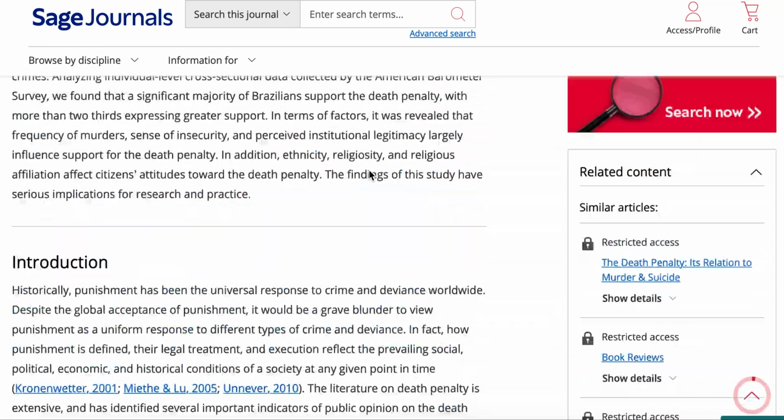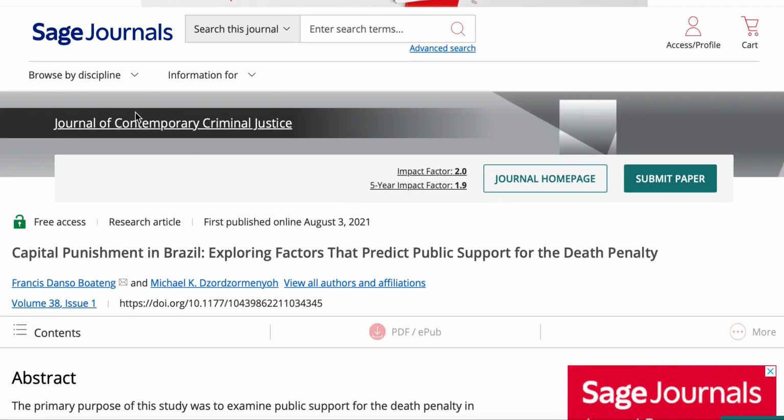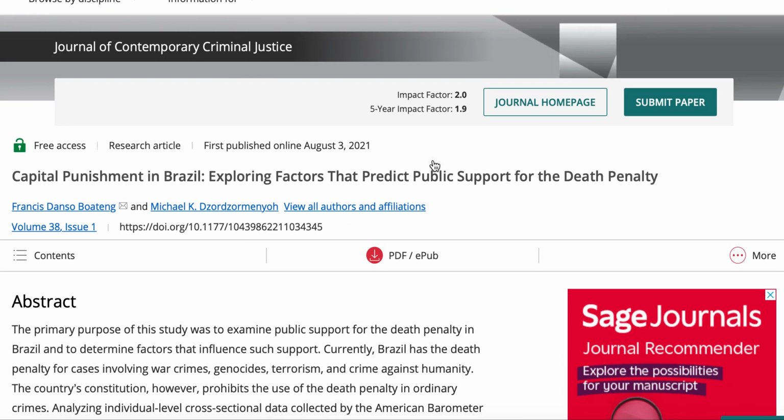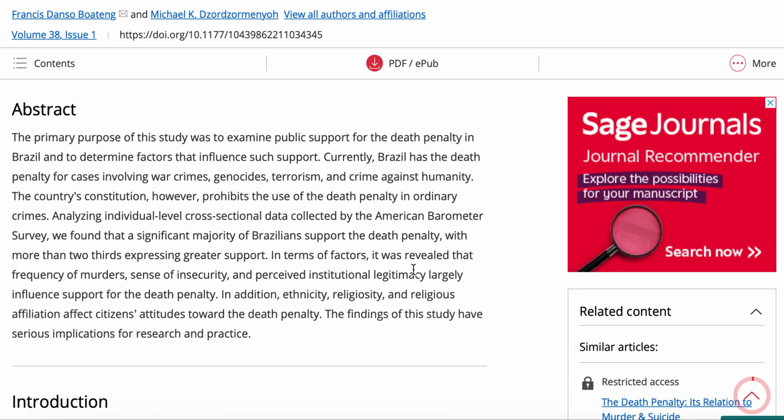You can read the entire article, and this is a great journal. Journal of Contemporary Criminal Justice is a peer-reviewed journal. It has a fairly high impact factor. So it is an influential journal. It's a great resource to use if this would be your topic.